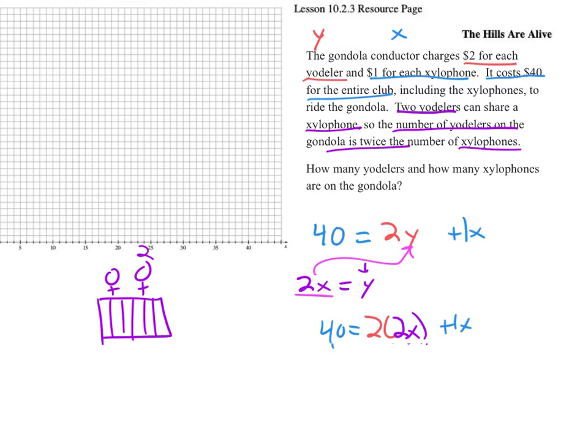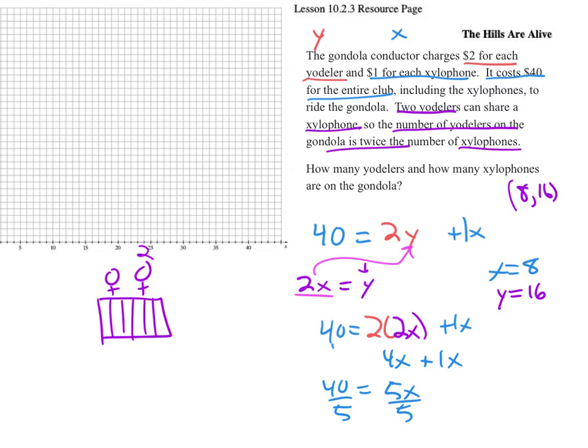And now the whole magic of this is that, again, I'm down to just one variable. So 2 times my 2x is 4x. Plus I've still got my 1x, so I've got a grand total of 5x is equal to 40. Divide by 5, I get that x will be equal to 8. So I've got 8 of my xylophones. And remember, there should be twice as many of the yodelers, so that tells me that y should be equal to 16. So there's my solution, 8, 16.